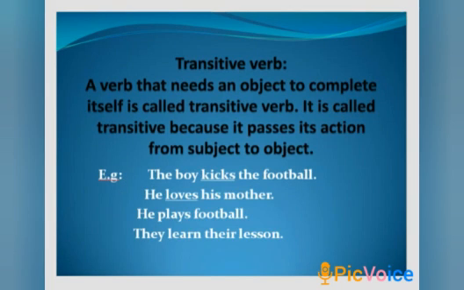What are transitive verbs? A verb that needs an object to complete itself is called a transitive verb. It is called transitive because it passes its action from subject to object. So any verb which needs an object to complete its action is called a transitive verb. Now look at these examples.